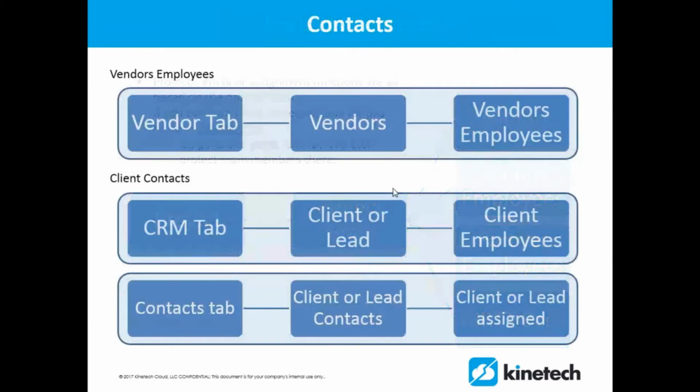And then next here, for the contacts, we do have two separately managed lists. We have vendor employees, and these are the people you can grant access to Kinetic with. So under your vendor tab, you go into individual vendor, and then you can add vendor employees there. And then your client contacts, these are for your sales activities or your quotes. You go to the CRM tab, go under a client or lead there, and you can add client employees.